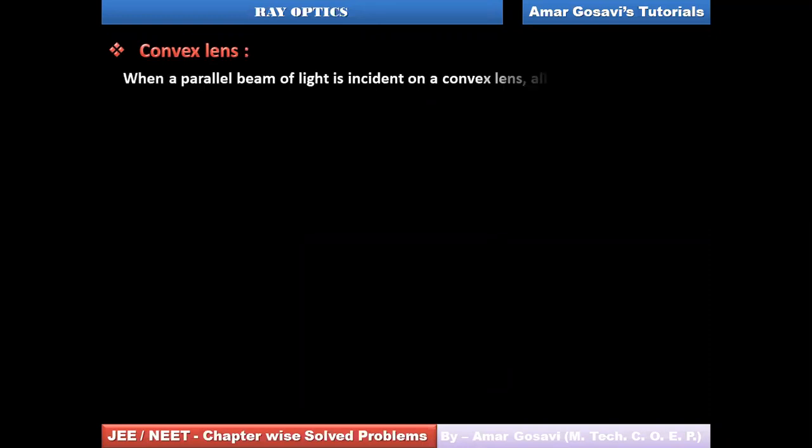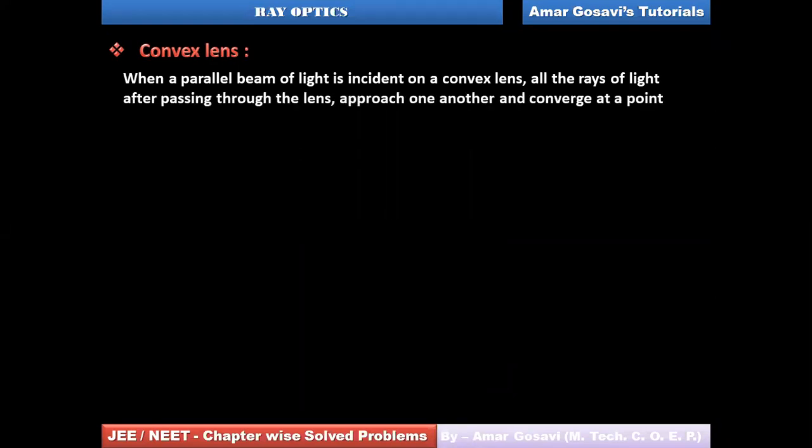Different types of lenses then. The first type would be the convex lens. So how do we define a convex lens? If a parallel beam of light is incident on the lens and all the rays converge to a particular point called the focus, then such a lens would be called a converging lens.